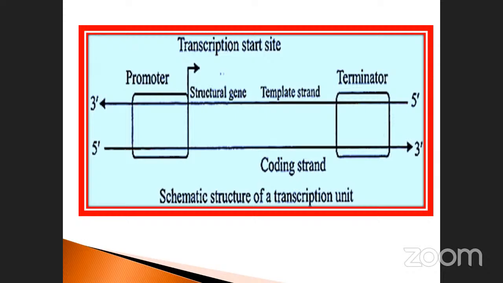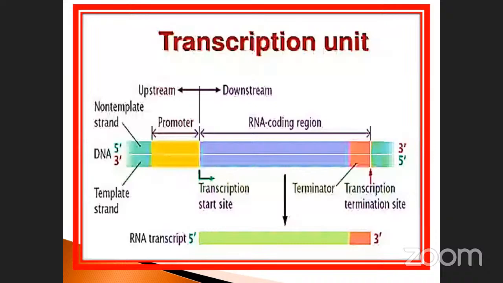They may give the diagram without these parts. The first square is called the promoter, and the second one is the terminator. In between, the structural gene is also there, and also a template strand. This is the coding strand. So this is collectively called the schematic structure of the transcription unit. You see the next diagram, you can easily understand. See that one, 5' to 3', 3' to 5'.